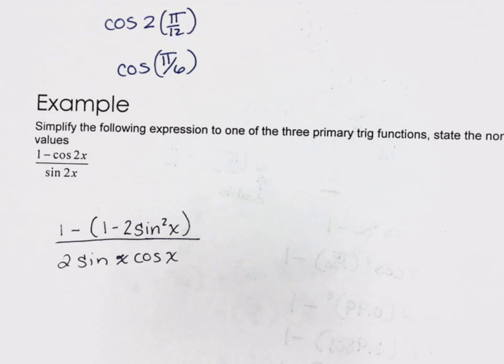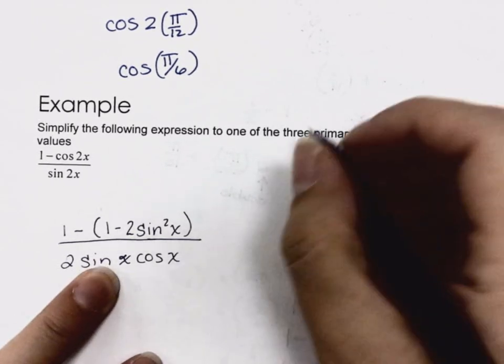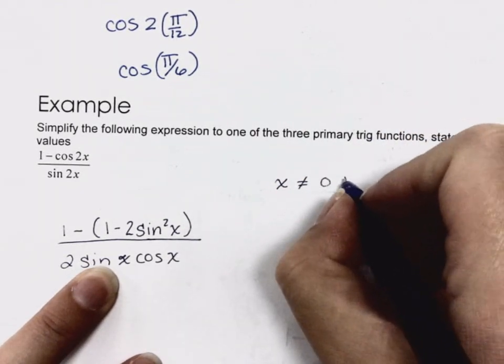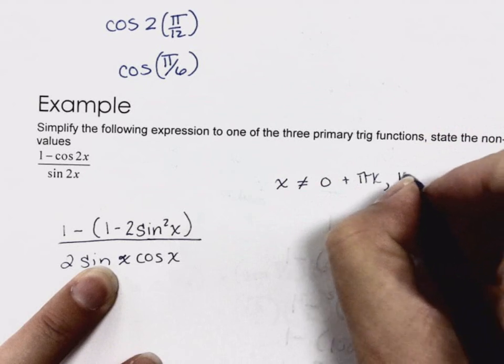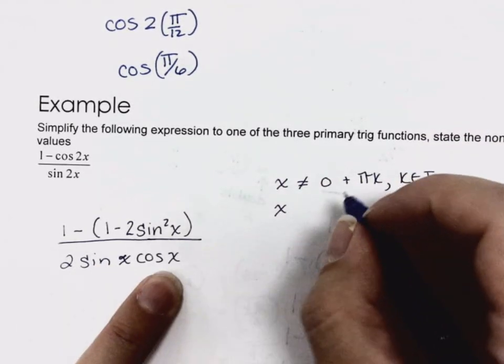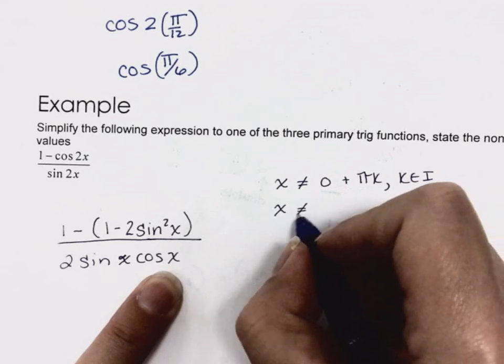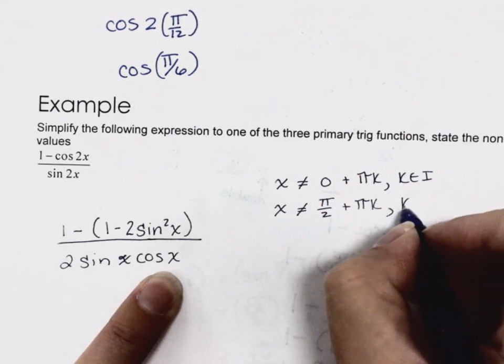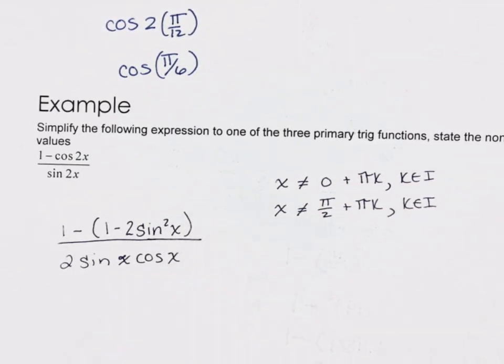Non-permissible values. What can sine and cosine not equal? 0. So where is sine 0? At 0. So 0 plus pi k, where k is an element of the integers. And where is cos 0? Pi over 2. Okay, so there's your non-permissible values done, kind of out of the way.